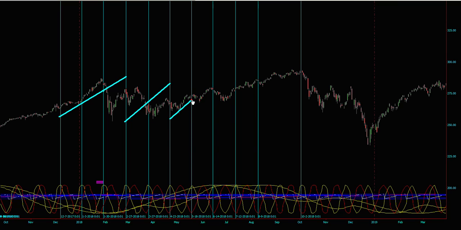Okay, so market is now between these 2 red lines. I can offset it here. Market is again between these 2 lines. I can offset it. See that?